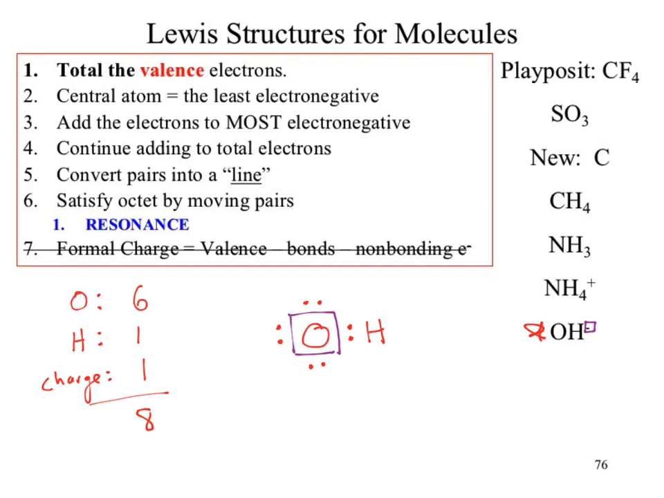Continue adding to total electrons. Do I have more electrons to add? How many electrons am I allowed to add? 8. How many electrons have I added? 8. So I'm done adding. Anywhere that I have a pair of electrons between atoms, I will turn into a line to represent that bond, connecting them.